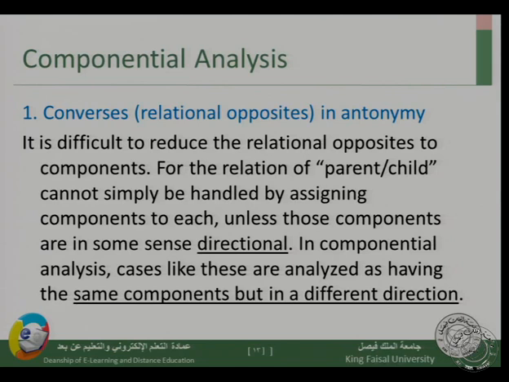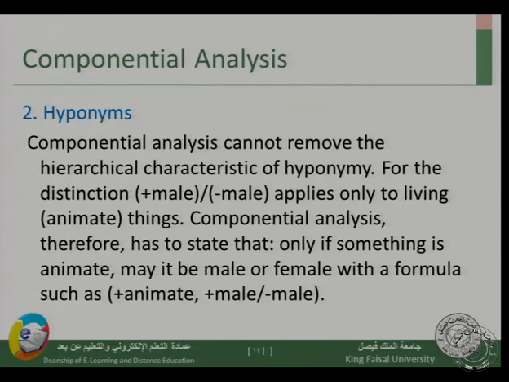So if we say Ali is Ahmed's father and Ahmed is Ali's son, here we have direction. So both will have the same components but in a different direction, and componential analysis doesn't serve us very well in a case like this. So in componential analysis, cases like these will be analyzed as having the same components but in different directions, and this can be confusing. They will both have the same components, but because we have a different direction it might confuse us, and so we say the componential analysis doesn't really handle converses very well.